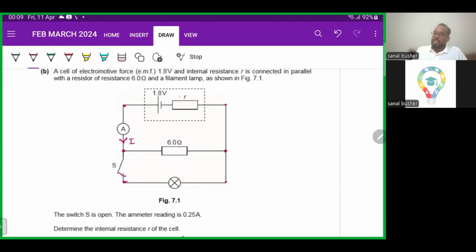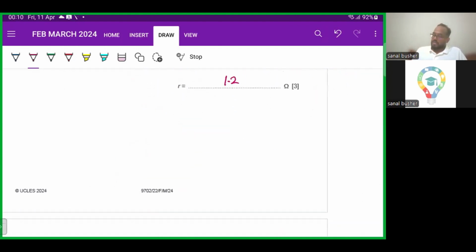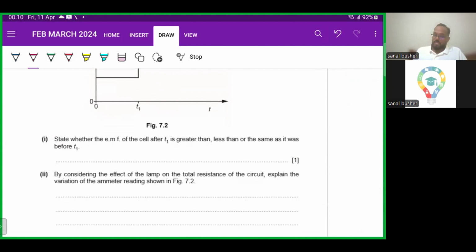So, they're asking about the EMF. What is the definition of electromotive force? The potential available at the terminals if they're not connected to the circuit, right? It is not going to change. So you can say that it remains the same, right? State same. The EMF value is not going to change.